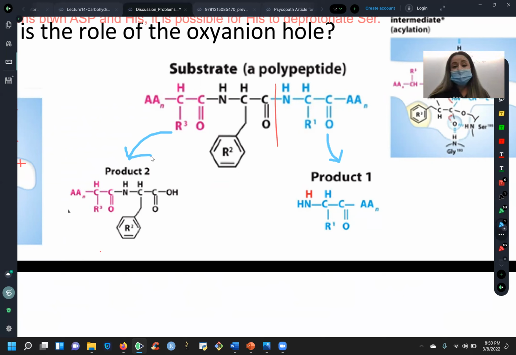The first step is to break this peptide bond. The water molecule is not used to break that bond. I'm going to tell you about that right now. The second step is to detach this portion of the polypeptide from the enzyme and release it. So that is where the water molecule comes in to break that bond.